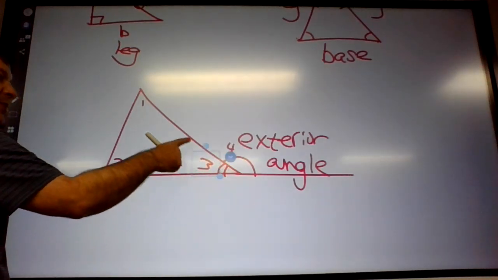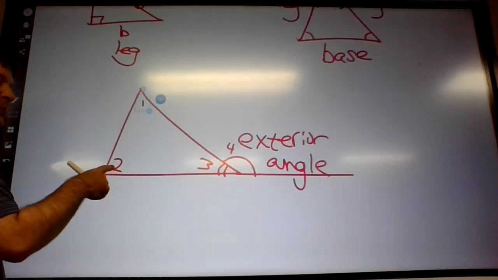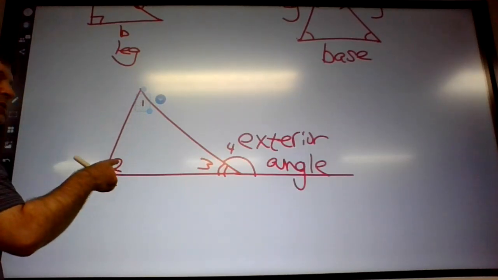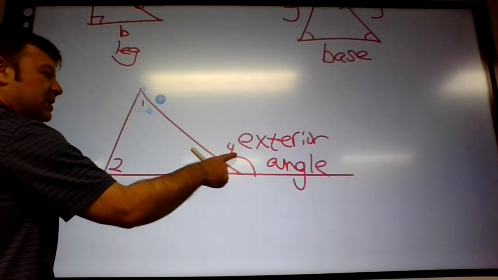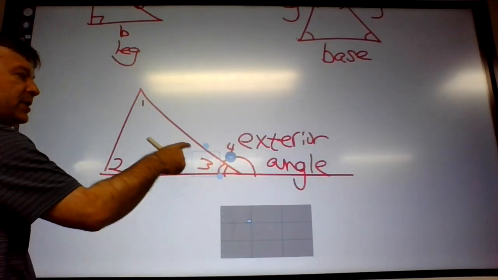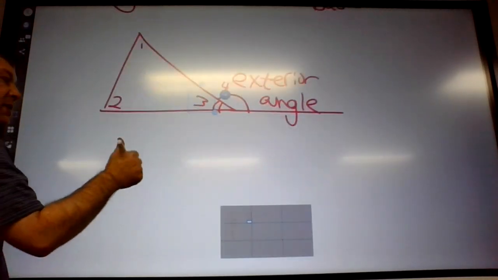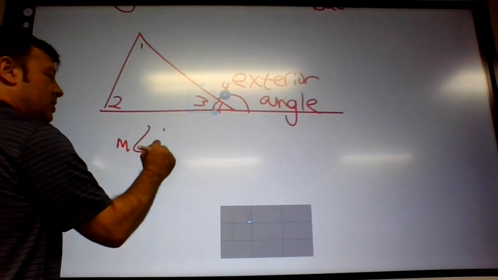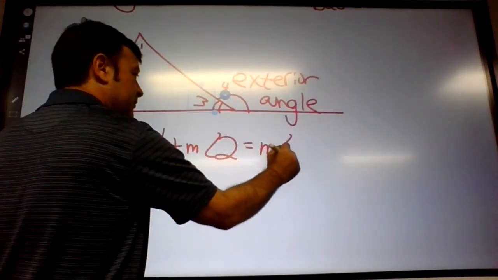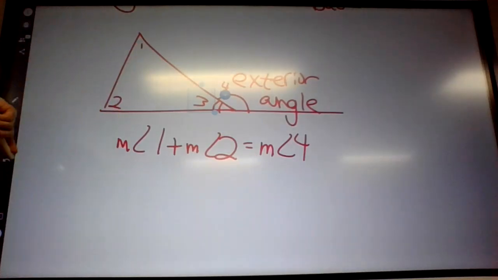And angle 3 and angle 1 and 2 should add up to 180 because they're a triangle. Which means that angle 1 and 2 must be the same thing as angle 4. Because 3 and 4 add up to 180, and 3 and 1 and 2 add up to 180. So angle 1 and angle 2 together must equal angle 4. It's called the exterior angle theorem.